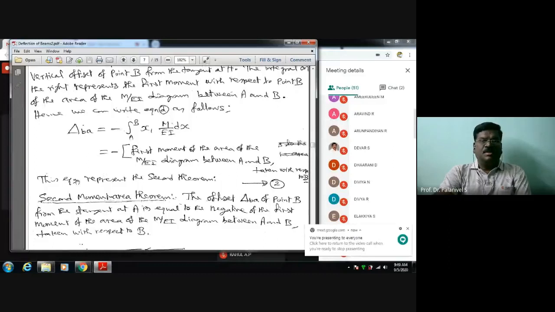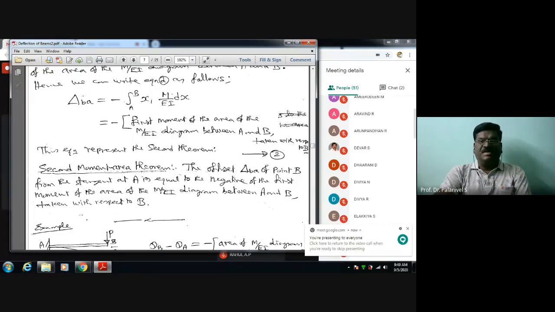So this equation represents the first moment area theorem. We can state it this way: the offset delta BA of the point B from the tangent at A is equal to the negative of the first moment of area of the M by EI diagram between A and B taken with respect to B.